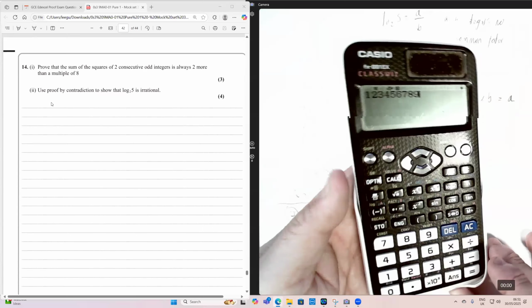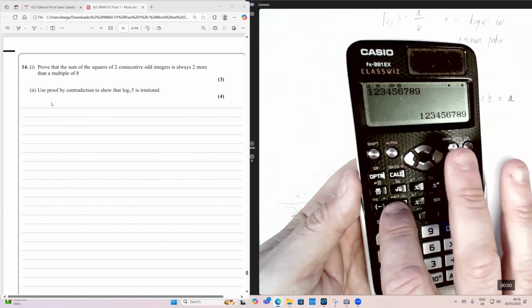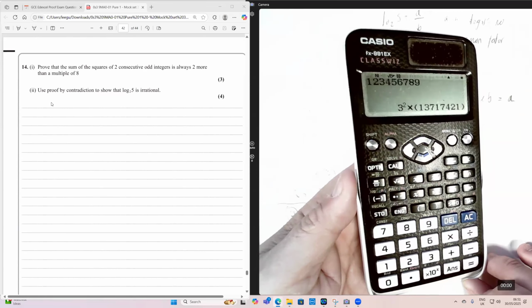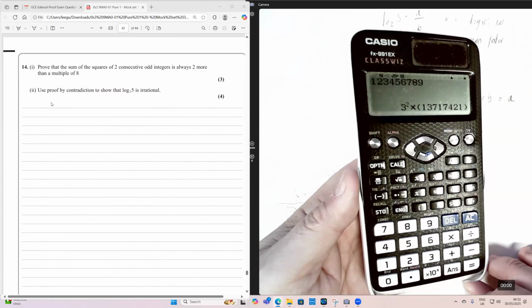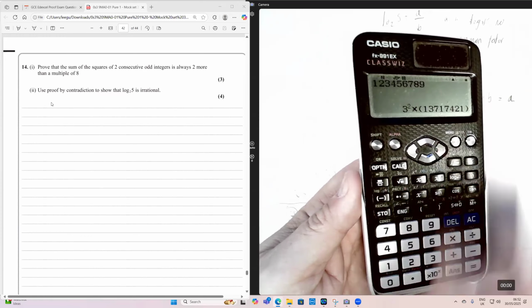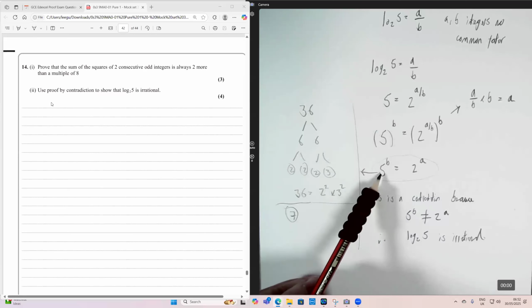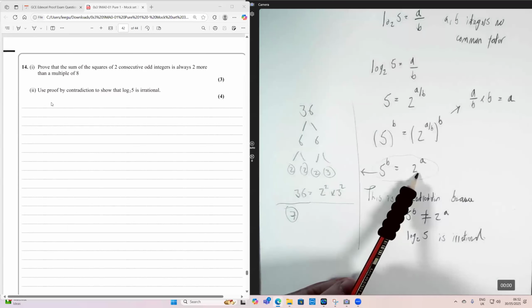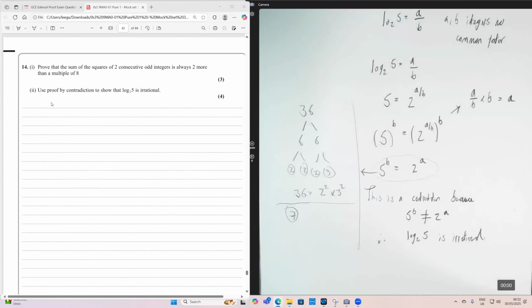So there's a number, 1, 2, 3, 4, 5, 6, 7, 8, 9. On this old model of the Casio calculator, they had a button called fact. When I press that button, it breaks it down into its prime factorization. So the number 123456789 is actually 3 squared times that number there, which is also prime. Because each number has a unique prime factorization, 5 to the power of something will never, ever equal 2 to the power of something. No matter what the values of b and a are, those numbers are never going to be the same.